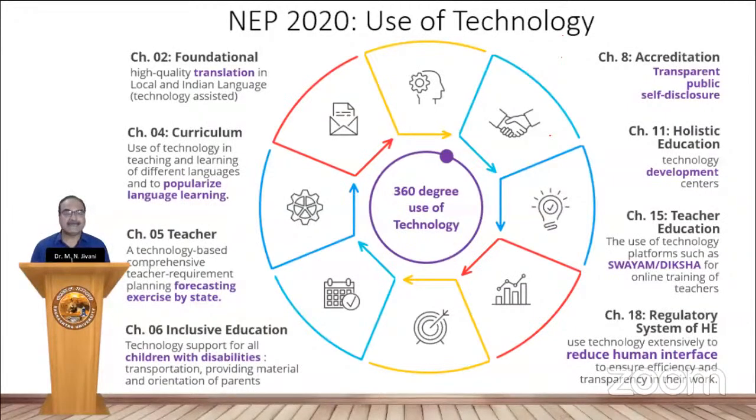And chapter number 18, a regulatory system for higher education, where technology is used to reduce the human interface for accreditation and transparency of the work. So these are the areas in the manual noted, and many more apart from the two special chapters. These areas are discussed in the context of technology. So the word technology is used heavily in the entire manual.